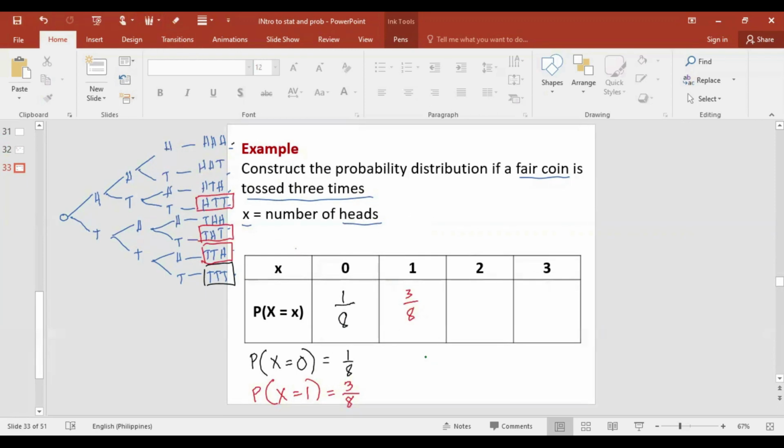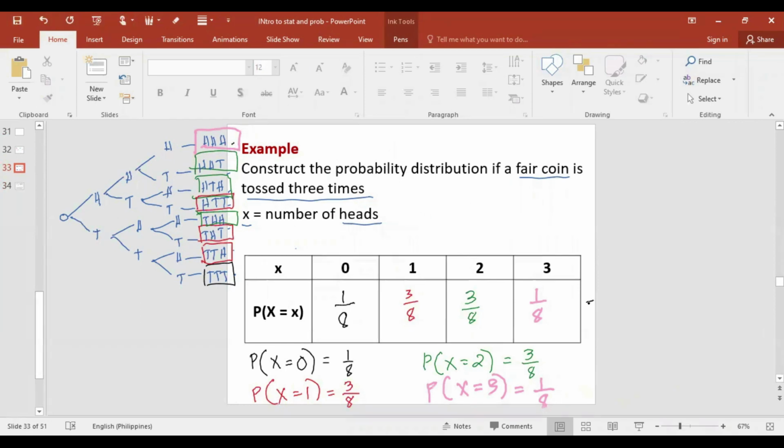Next, the probability of getting exactly 2 heads. 1, 2, and 3. So we have 3 over 8. And lastly, the probability of getting exactly 3 heads. There is only 1. So we have 1 over 8. So this is now the probability distribution when tossing a fair coin thrice.